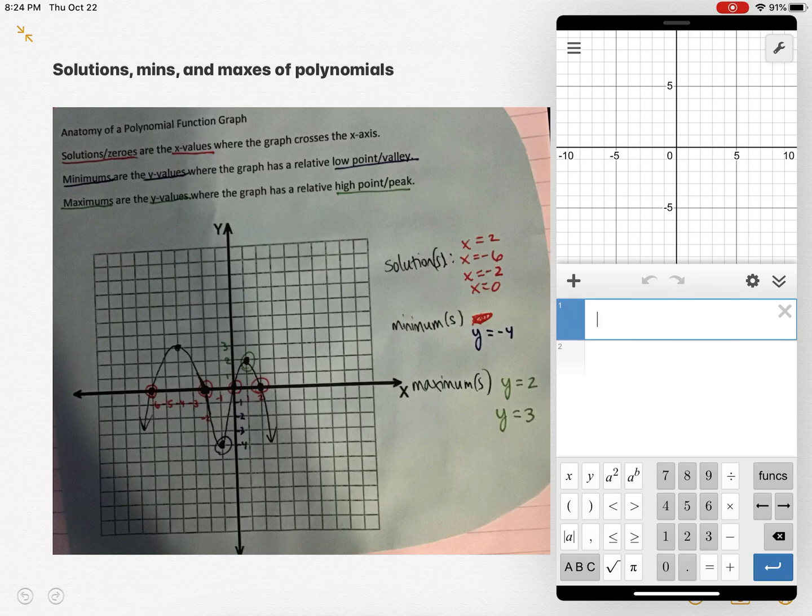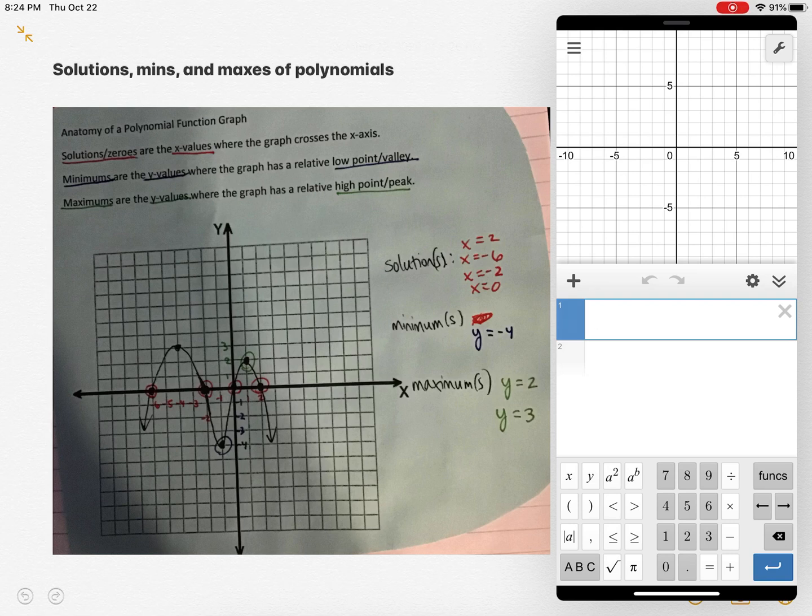So just some friendly reminders, this is all the same as quadratics. Solutions are the x values where a graph crosses the x-axis. In this picture here, all of those circled red points are solutions. For solutions, we just list the x values, so you don't need to list the whole coordinate, just the x coordinate. Mins and maxes are the opposite, you list the y values.